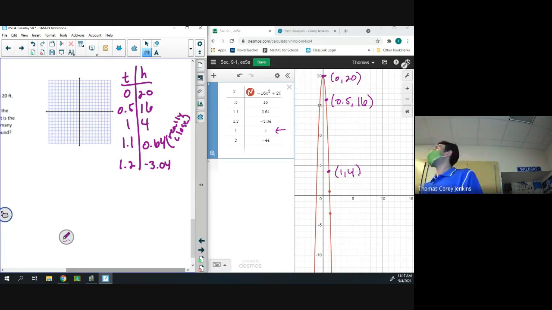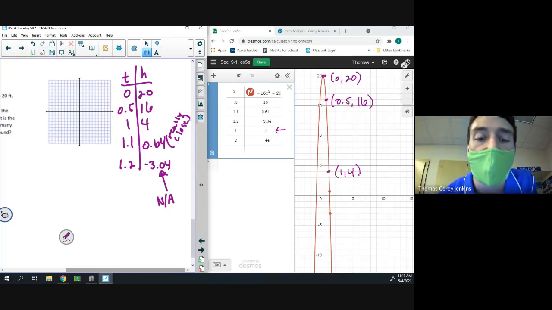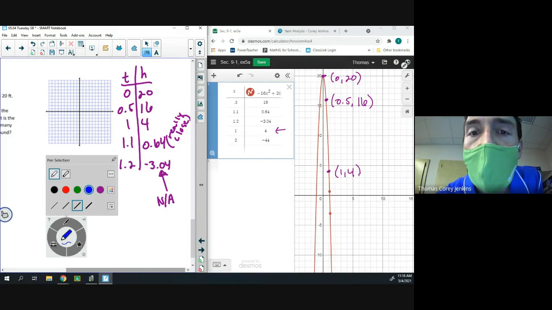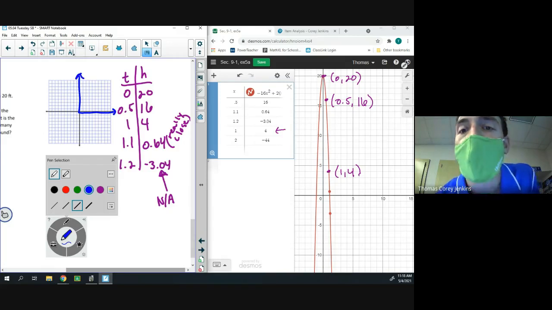All right, negative 3 feet, something that doesn't make any sense, right? The acorn's not going to go and dig 3 feet into the ground, right? So we'll just call this answer not applicable. Once we hit the ground, our function kind of doesn't work anymore. All right, so let's go ahead and graph what we have. And again, we are only going to be looking at the first quadrant here, right? So I'm just going to highlight the first quadrant. I'm just going to be looking here and here, okay, at nothing else.